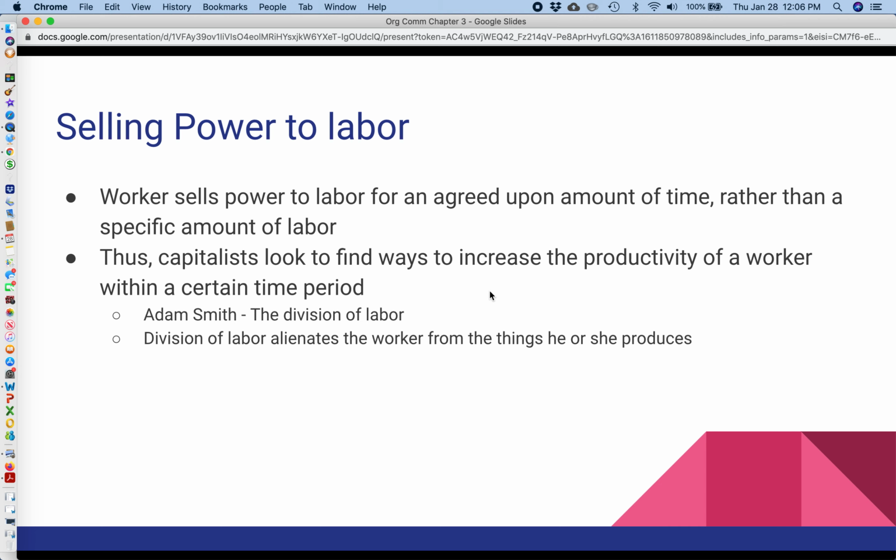So I'm going to pay you for an hour, but during that hour, in order to make as much money as I can, I want you to do as much work as possible. Now, as Adam Smith famously observed, one of the most effective ways to guarantee that you're getting the most for your money is through a practice known as the division of labor. A really simple example of this would be the assembly line, right?